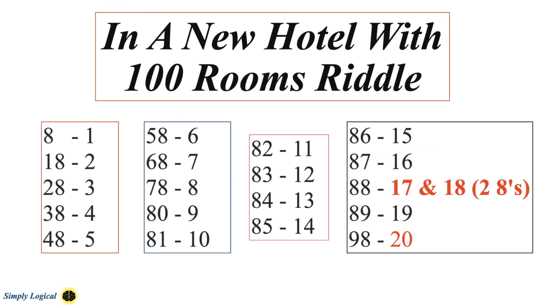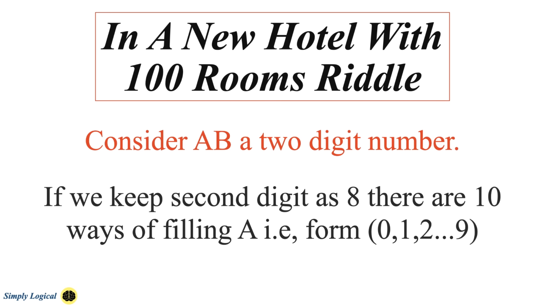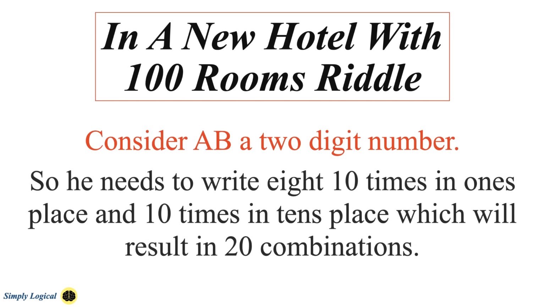If you want to find the answer in your mind without writing, you can follow this simple step. Consider a 2-digit number AB. If you keep the first digit as 8, there are 10 ways of filling B, that is from 0 to 9. If you keep the second digit as 8, there are 10 ways of filling A, that is from 0 to 9. So he needs to write 8 10 times in the 1's place and 10 times in the 10's place, which will result in 20 combinations. Thus the answer to this particular riddle is 20.